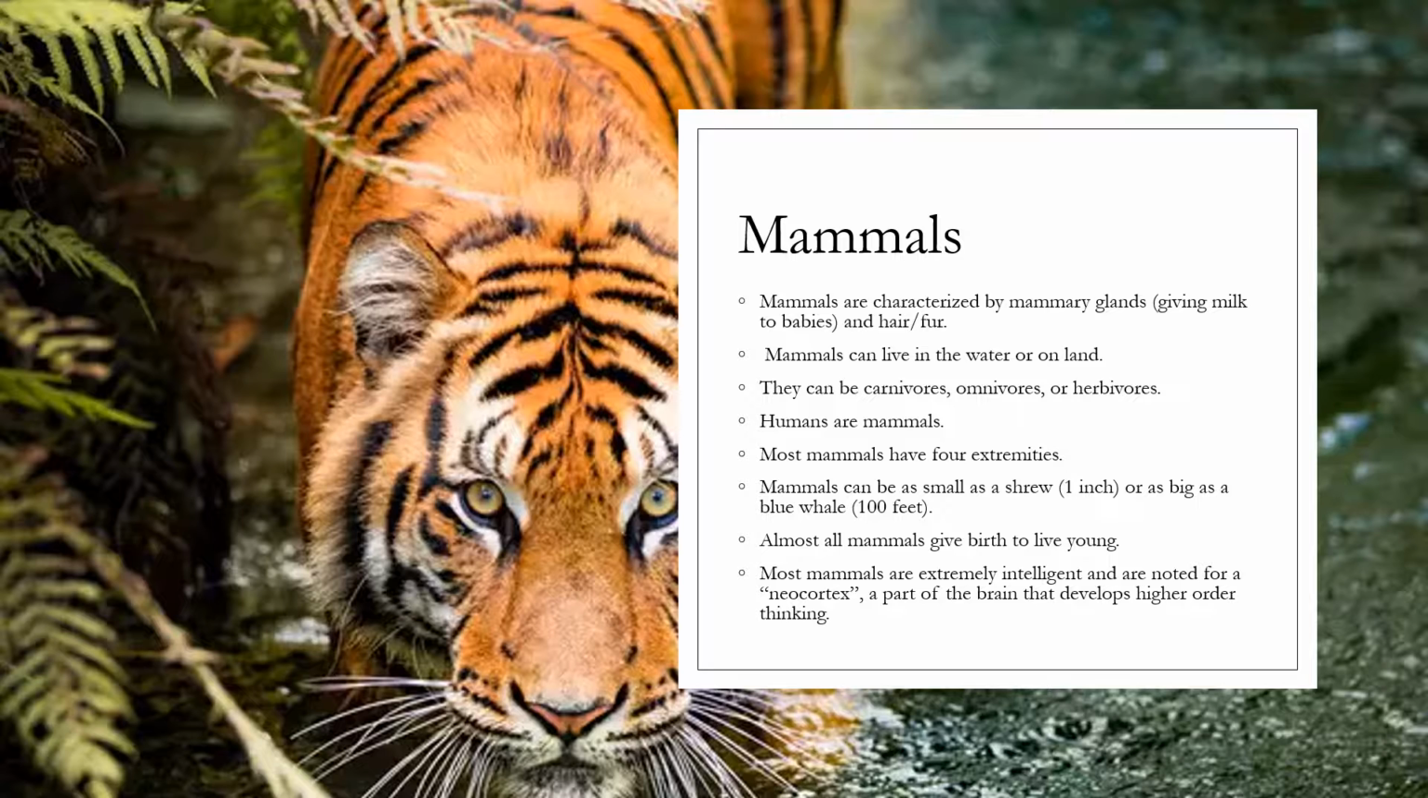Almost all mammals give birth to live young, meaning their babies are not in eggs. They are given birth alive. Most mammals are extremely intelligent and have a part of their brain known as a neocortex, which helps develop higher, smarter thinking.